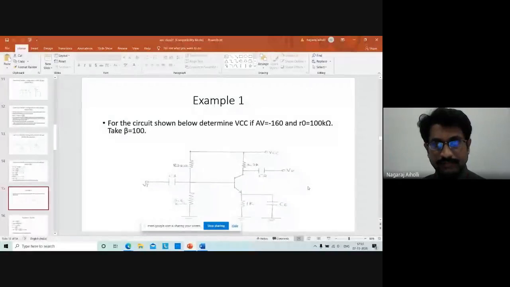The last class I was explaining about the voltage divider bias, common emitter, voltage divider bias circuit. Let us continue with an example on that. This is the example. All of you note down this example.